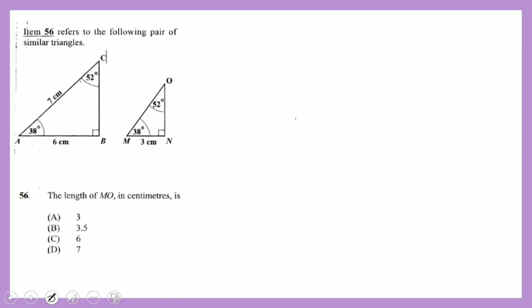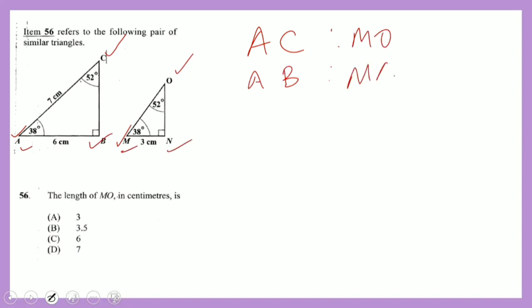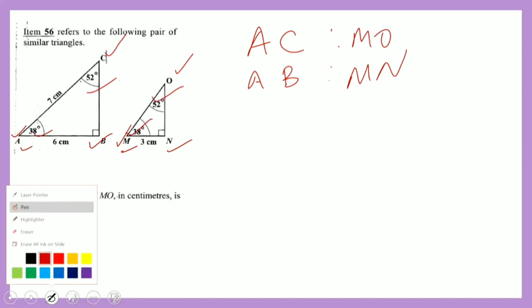Number 56. We have a pair of triangles. They are similar. What does similar mean again? That means the ratio of their sides are equal, meaning the same way AC is related to MO, and the same way AB is related to MN, right? We can see that they are similar because the angles, same 52 degrees and the same 1 degree. So 38, 38. All right. Anyways.